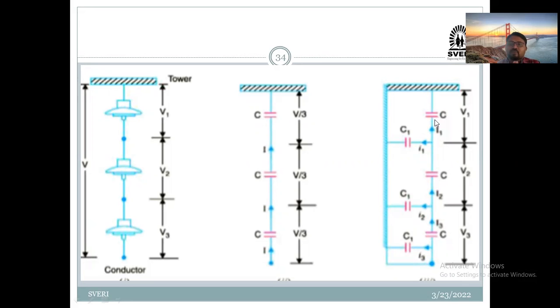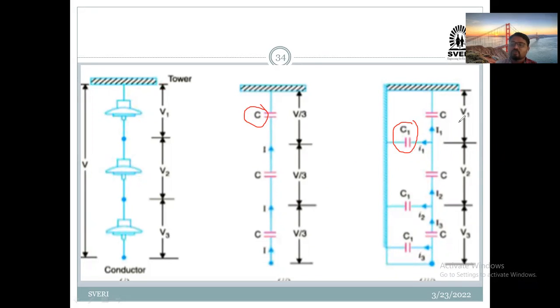Okay, I have explained the meaning of each word here. What is its meaning? This C: what is C? That is the self capacitance. What is C1? C1 is nothing but the shunt capacitance. This capital I1 is flowing through this self capacitance, and small i1 is flowing through this shunt capacitance.